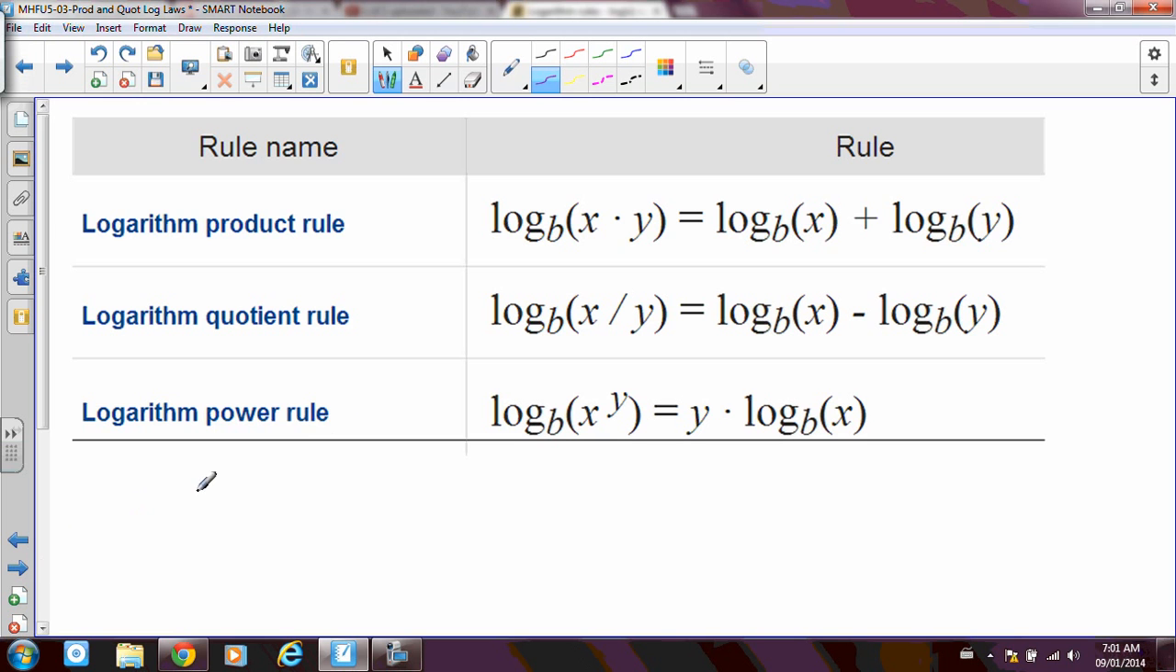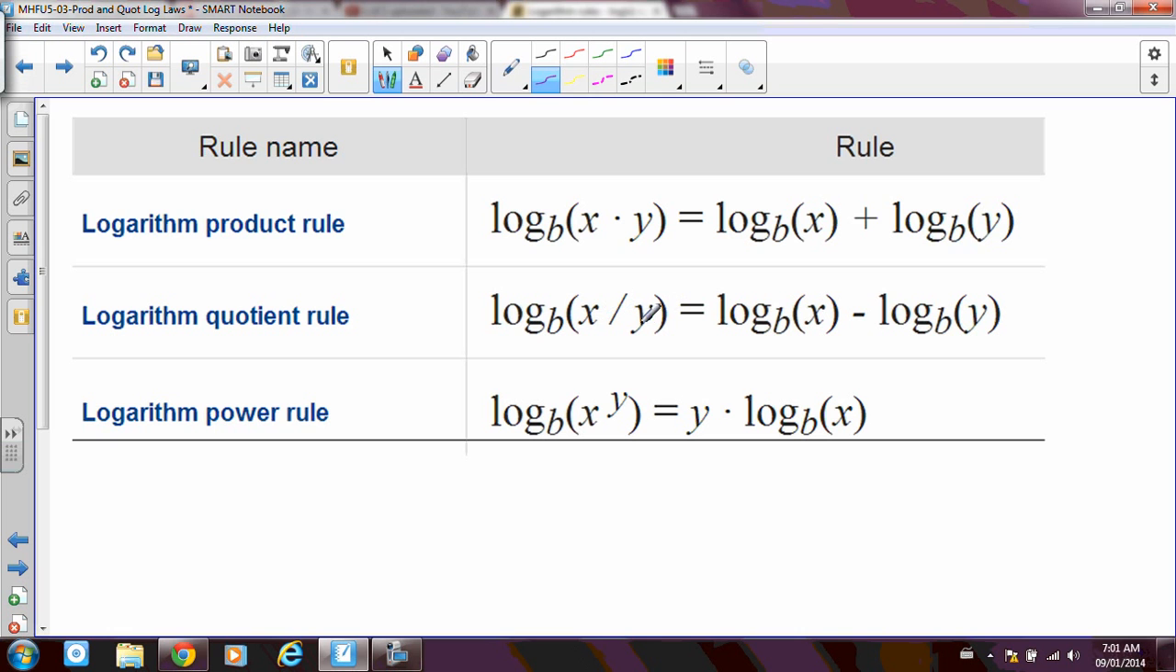So just a quick review then. These are the various rules. The product rule is the one we just saw. So if I'm multiplying two terms in a logarithm, it can be expanded to an addition. Or if I'm adding two terms, certainly I can use this the other way as well. If I have log to the base b of x plus log to the base b of y, I can simplify that to log base b of x times y.